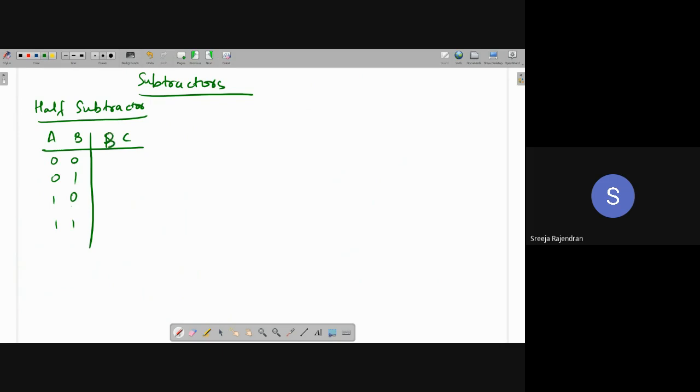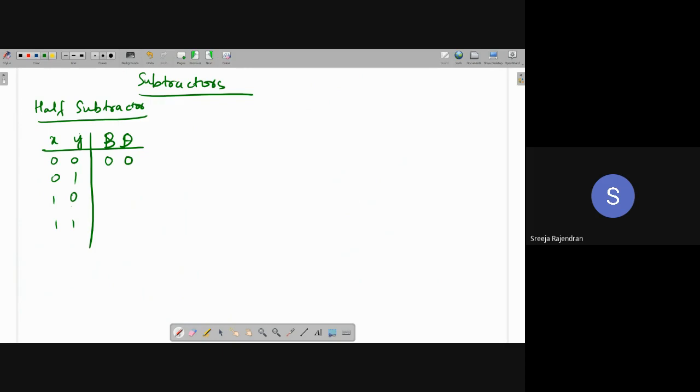This is borrow and difference. So don't write it as A and B, write it as X and Y because we have borrow and difference. X and Y. Okay. So when I'm subtracting 0 and 0, I don't need to take any borrow. So the difference is 0 and my borrow is 0.